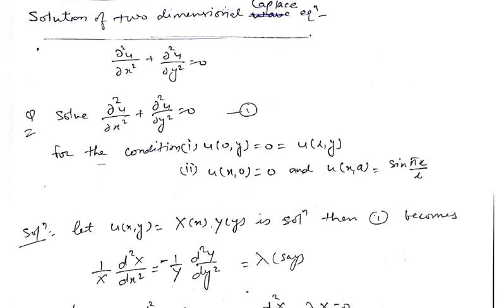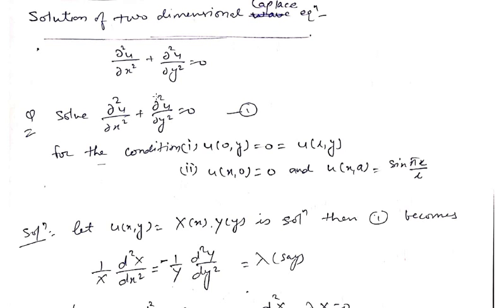Hello students, in this video we will discuss the solution of the two-dimensional Laplace equation. The general Laplace equation in two dimensions is given by ∂²u/∂x² + ∂²u/∂y² = 0, where x and y are independent variables, whereas u is the dependent variable. Again we will solve this Laplace equation using the separation of variables method, which we have already studied in previous lectures. So this time we have a problem.